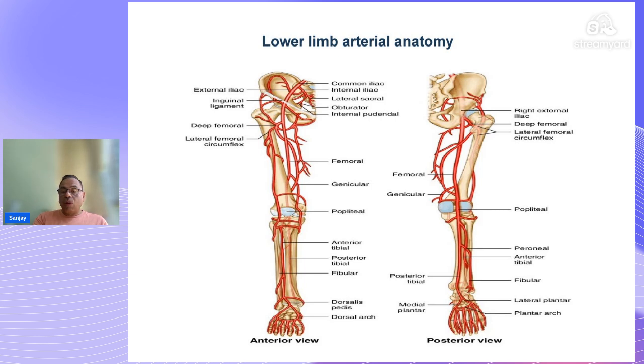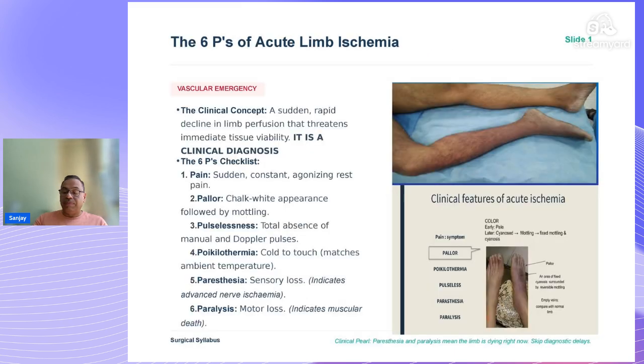Now, coming to the posterior tibial artery, which supplies the posterior compartment of the leg, it goes behind the medial malleolus and again takes part in the formation of the medial and lateral plantar arch. So this is, in a nutshell, the basic arterial supply of the lower limb, which is very essential to understand the case, which is a case of acute limb ischemia.